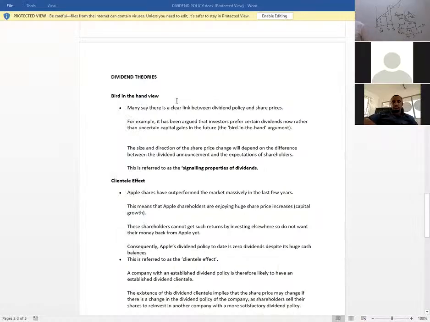Now, ladies and gentlemen, we have what we call the bird in hand theory. For bird in hand type of shareholders, automatically these people would want their dividends today. Many say there is a clear link between dividend policy and share prices. For example, it has been argued that investors prefer certain dividends now rather than uncertain capital gains in the future, a bird in hand. The size and direction of the share price change will depend on the difference between the dividend announcement and the expectations of the shareholders. This is referred to as the signaling properties of dividends.